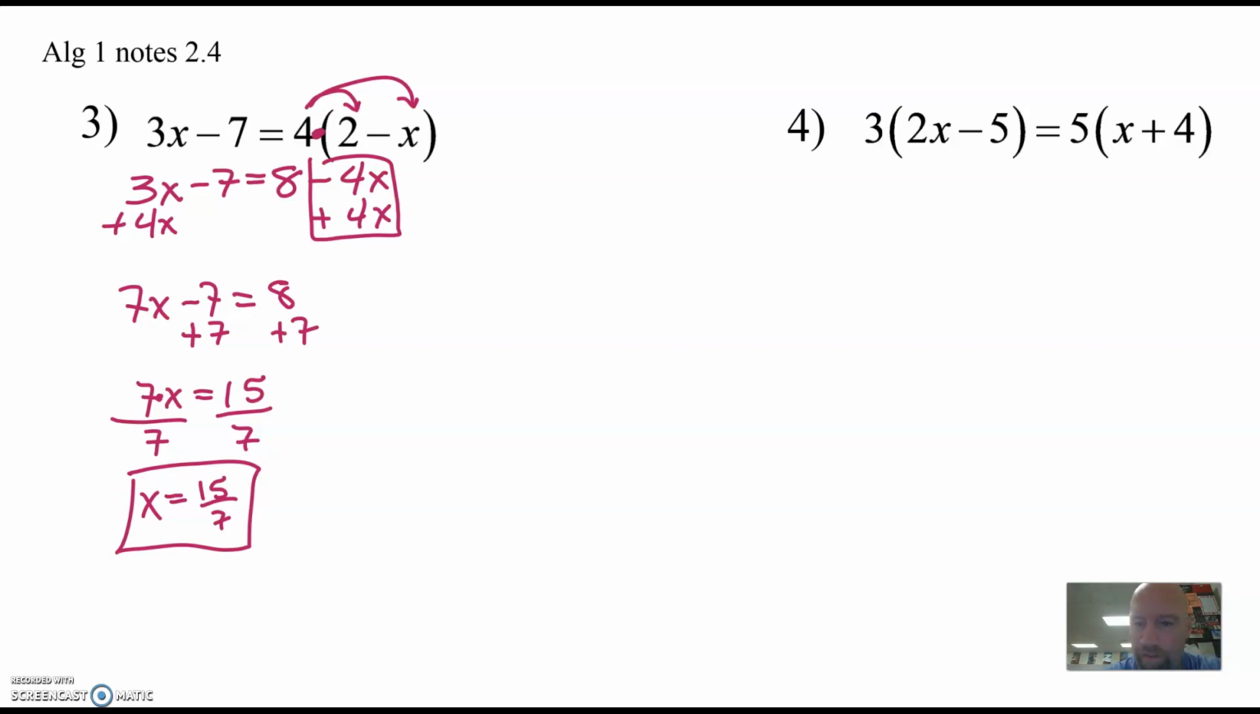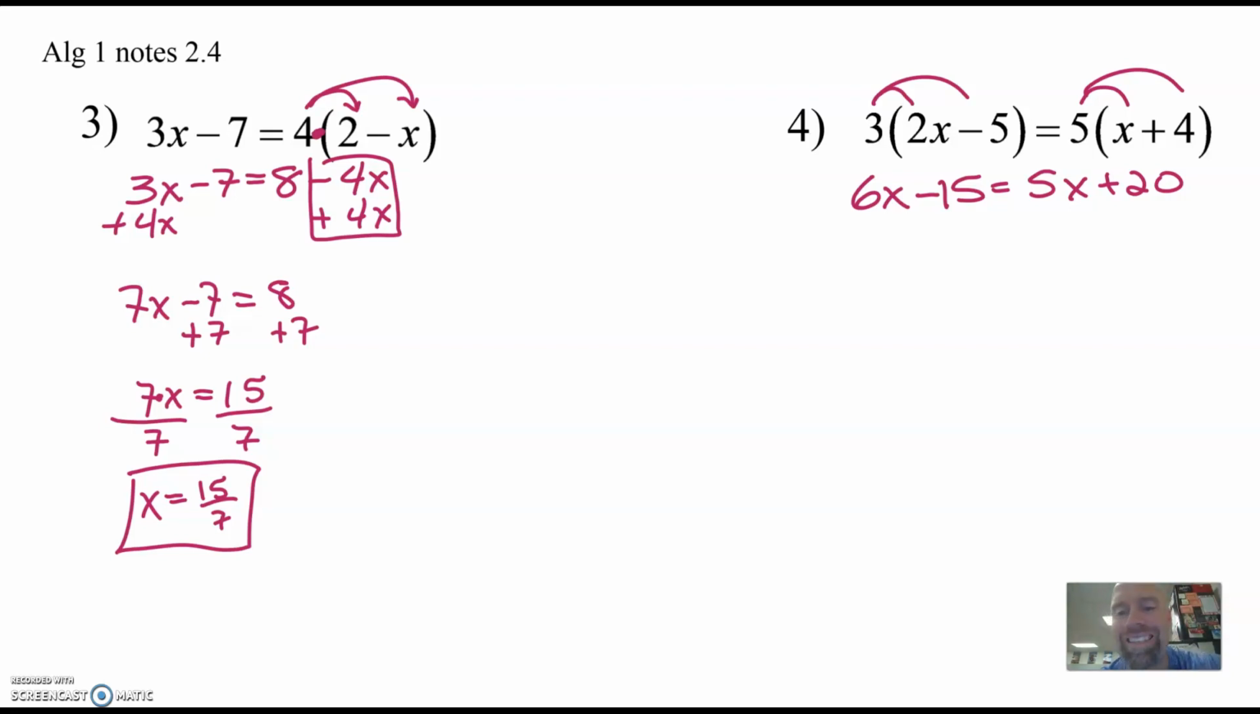Okay, obviously we already talked about that. The fact that should trigger you to go ahead and distribute. So I would have 6x minus 15 on that left-hand side. I would have 5x plus 20 on that right-hand side after I did distribution on both sides, because that's what those parentheses tell me to do.